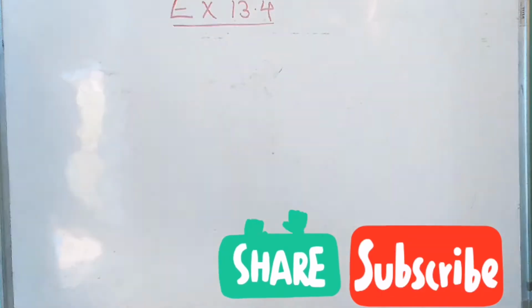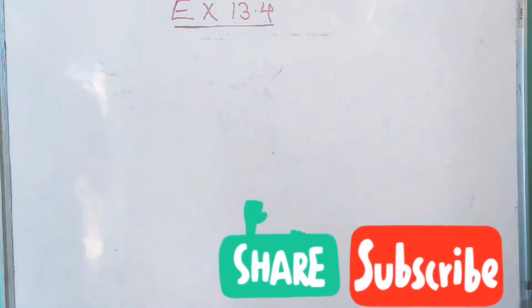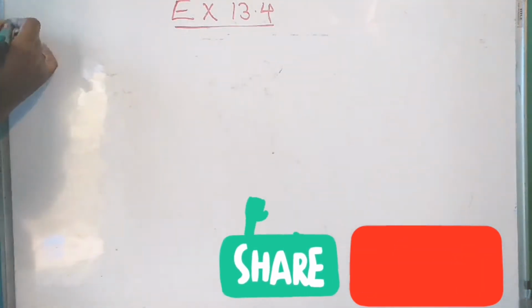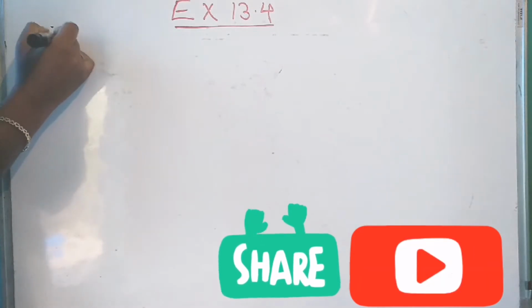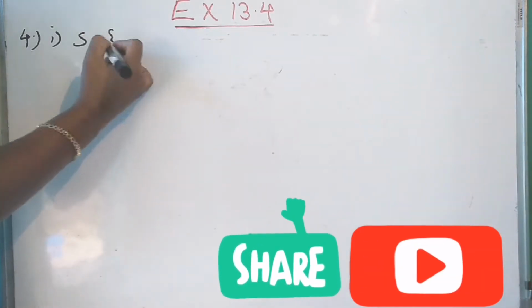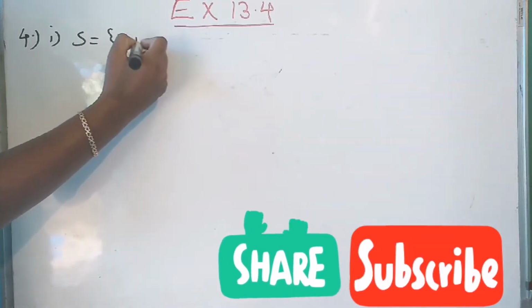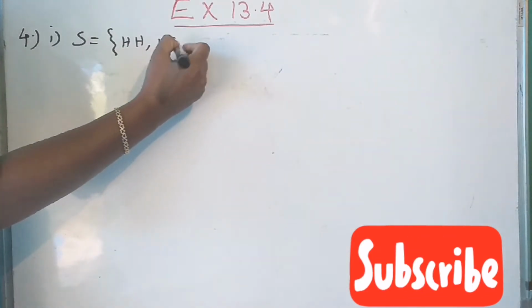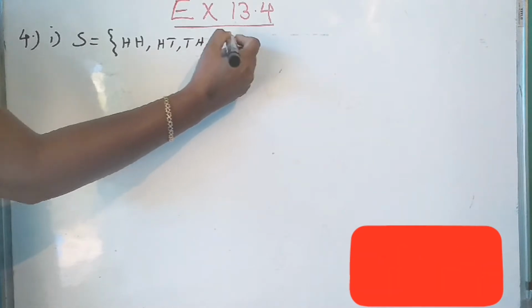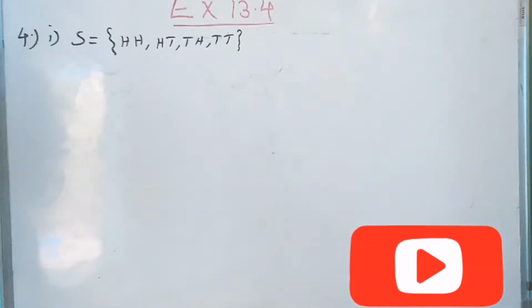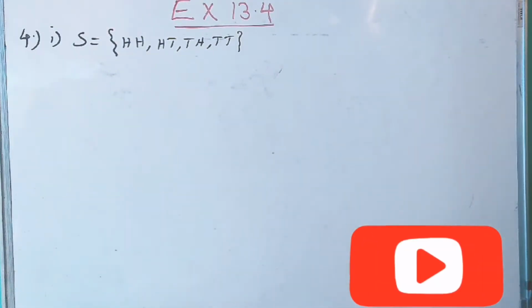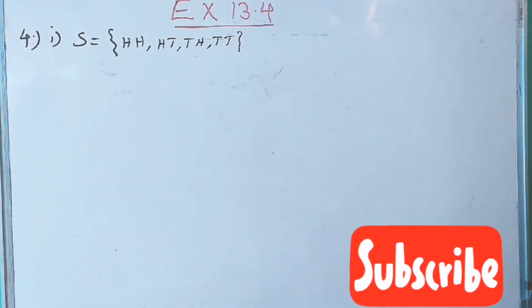First one, 2 tosses of a coin. For the first question, the sample space is: H H, H T, T H and T T. This is the sample space corresponding to the experiment of tossing a coin 2 times.